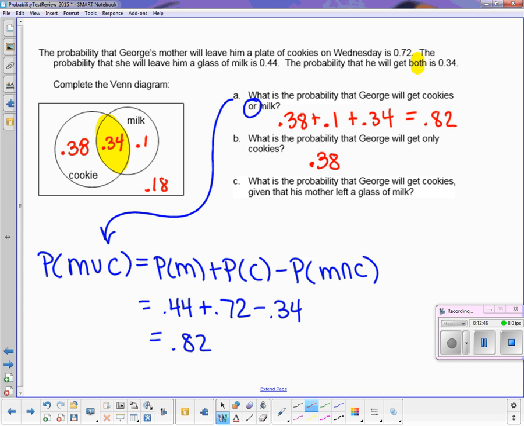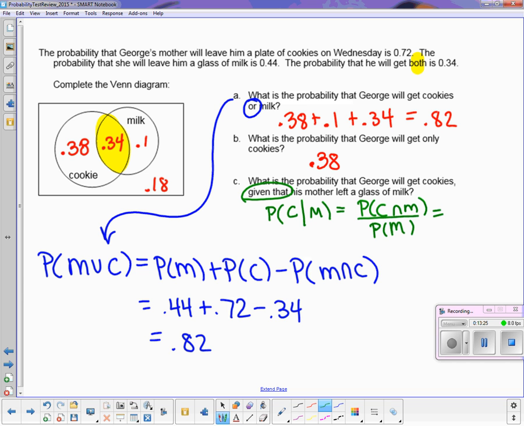hallelujah. Okay? C, I'm explicitly told given that, which means I know for a fact I'm going to use conditional probability. Okay? So this is key. They don't always have that, but when they do, I definitely know. So I know that I'm going to write it in context. I have cookies given milk is probability of cookies and milk divided by the probability of milk. Don't forget, you divide by what follows the given that.